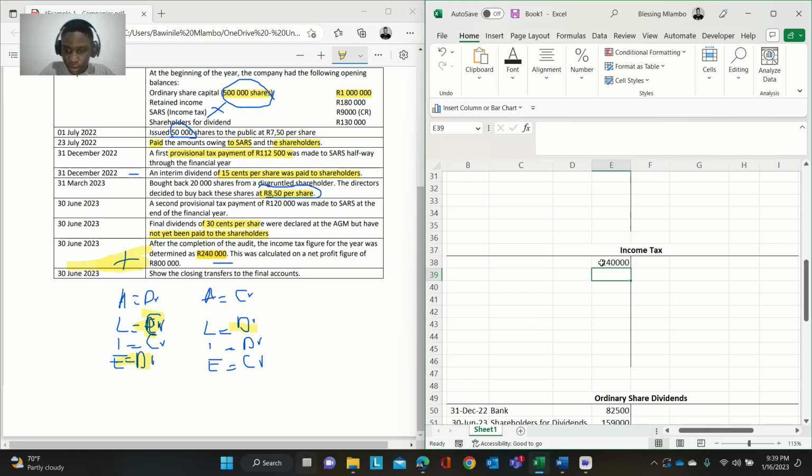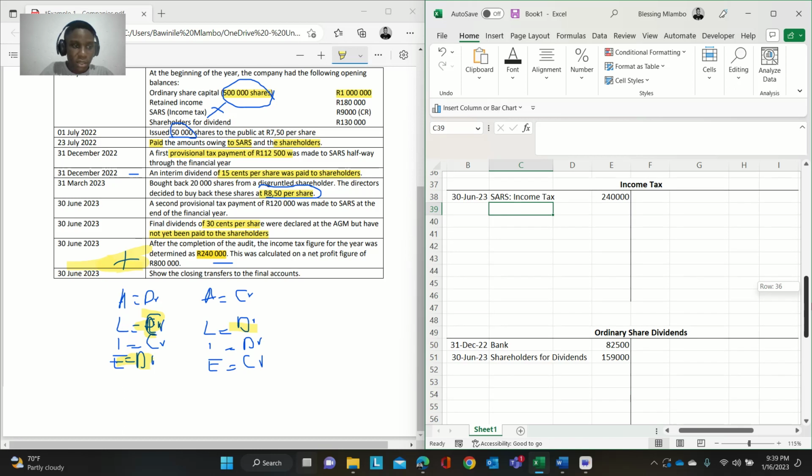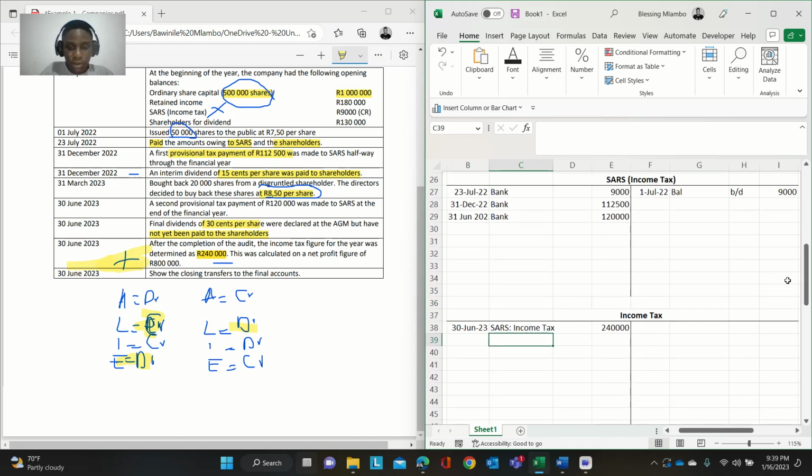So we're going to increase this account by 240,000, and I'll just write the date, this is on the 30th of June 2023, and it's going to be taken through the SARS income tax account, which is a liability account, because when SARS charges us income tax, or when we determine the tax payable this year, we take it to SARS income tax, increasing our liability.